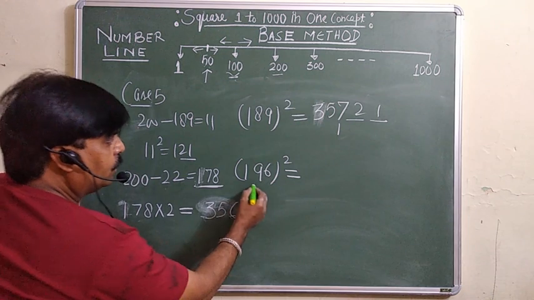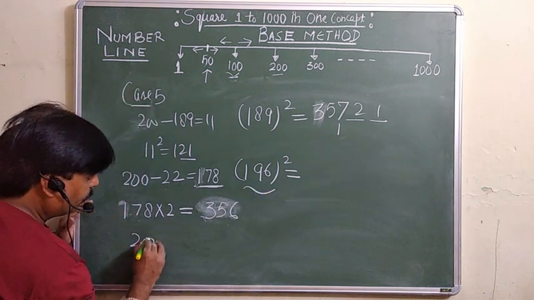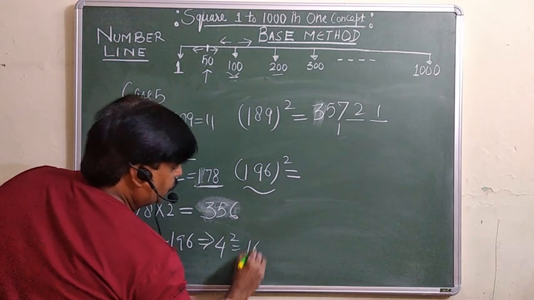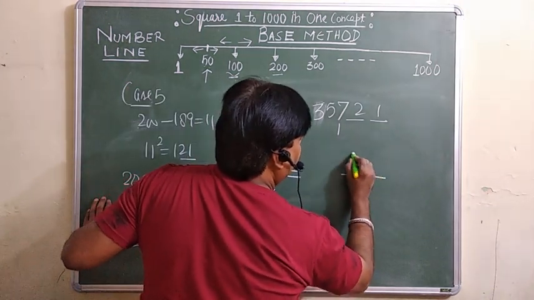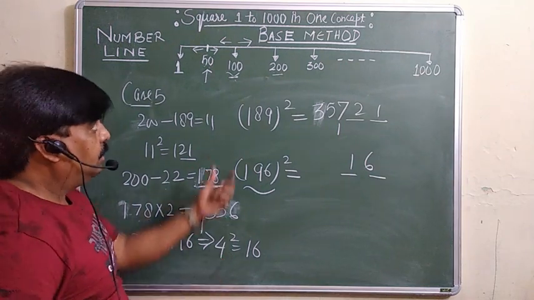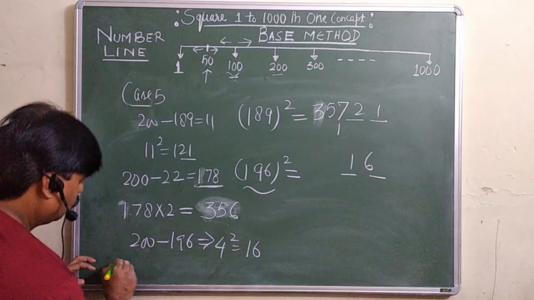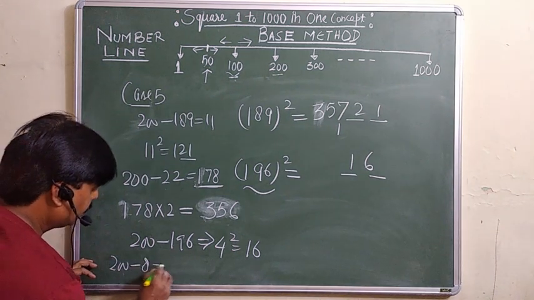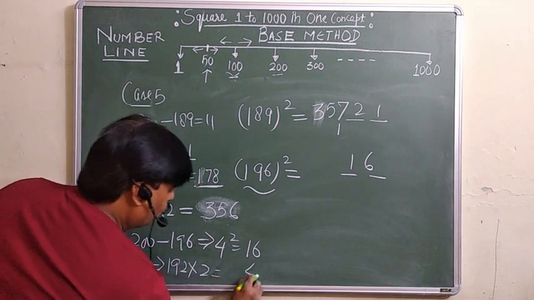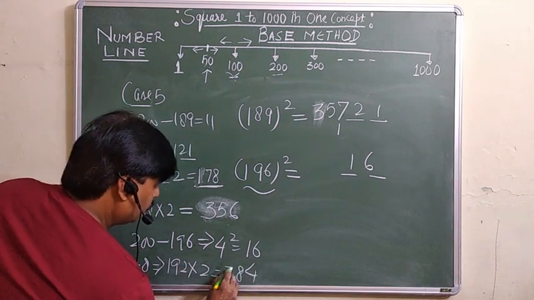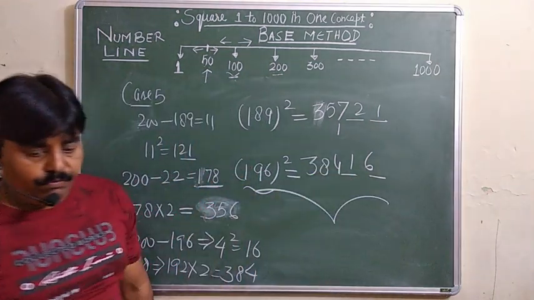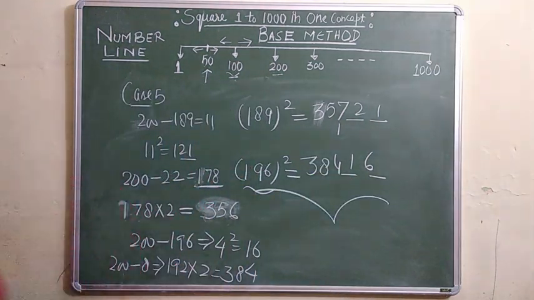Similarly here, you must take the difference: 200 minus 196, 4. Just do the square, 16. So 16 is here. Now double of this one, 4, is 8. It must be subtracted from this one. So 200 minus 8 is 192. Just do the double of this one: 384. So 38416 is the square of your number. Have a look.